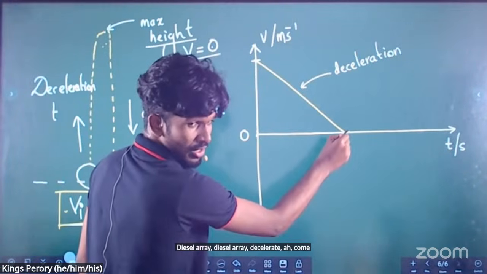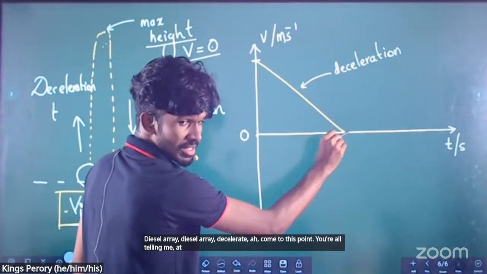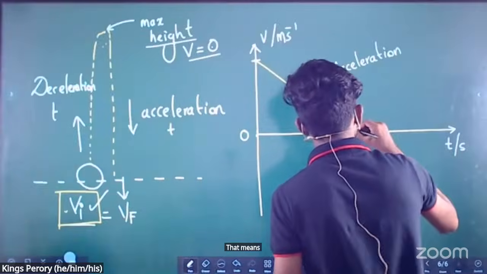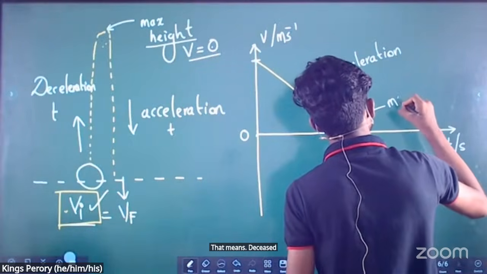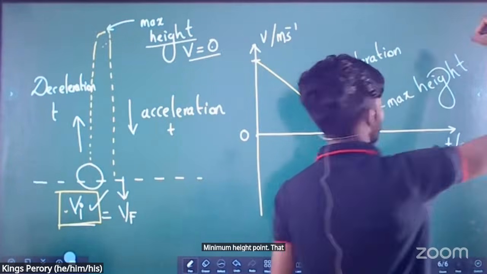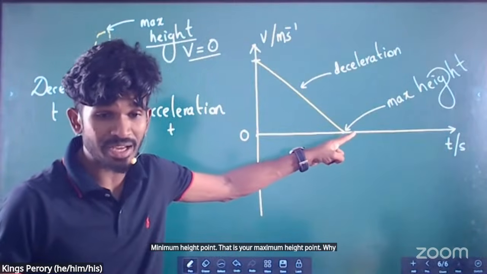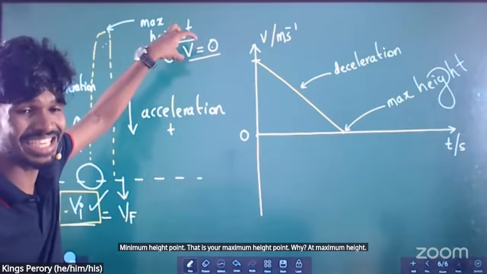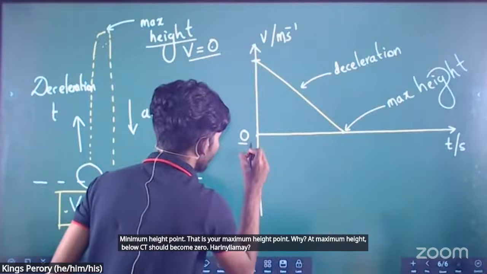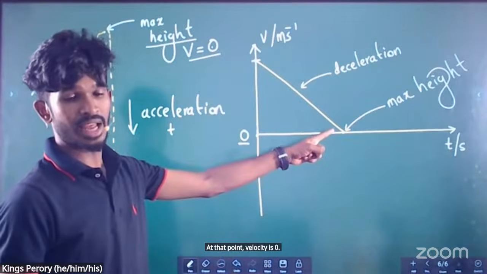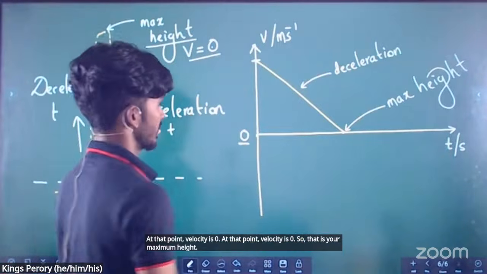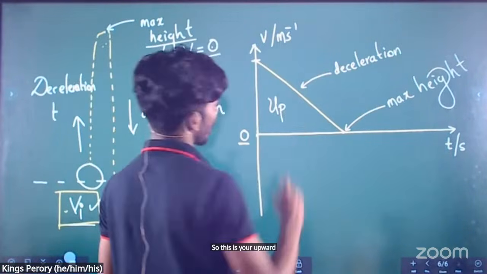Come to this point. You all tell me, at this point, what's the velocity? 0. That means this is your maximum height point. Why? At maximum height, velocity should become 0. At that point, velocity is 0. So that is your maximum height. So this is your upward motion graph.